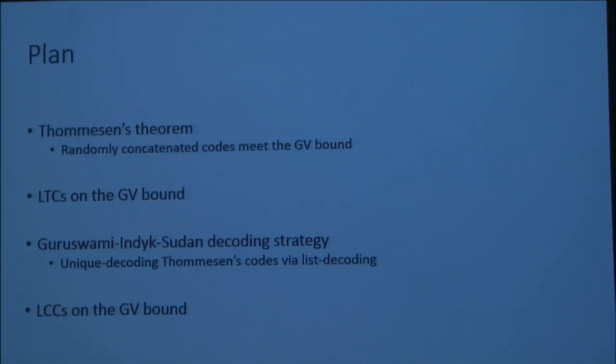So here's the plan of what's coming up. I'll tell you about something called Thomason's theorem, which gives a technique for constructing codes on the GV bound. Then I'll show you why this theorem and the previous result almost immediately imply the LTC result on the GV bound. And then we'll talk about how to get LCCs on the GV bound, and that needs several more ideas. In particular, we'll see a very beautiful scheme by Guruswami, Indyk and Sudan for decoding Thomason's codes and how you can use that in the local setting to get LCCs on the GV bound.